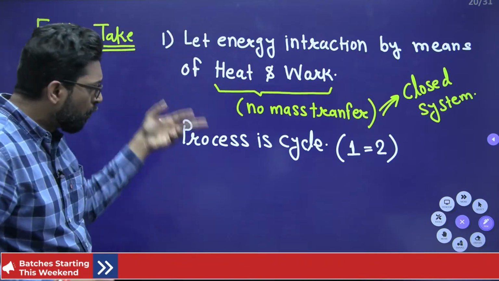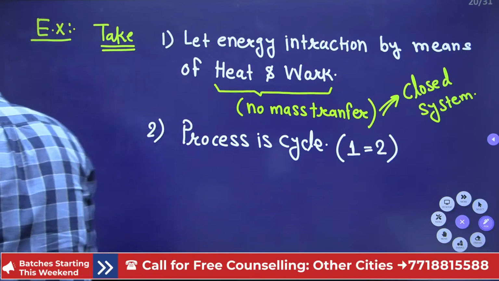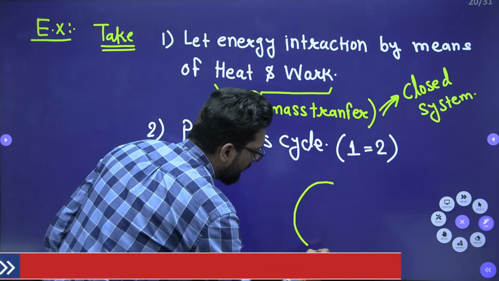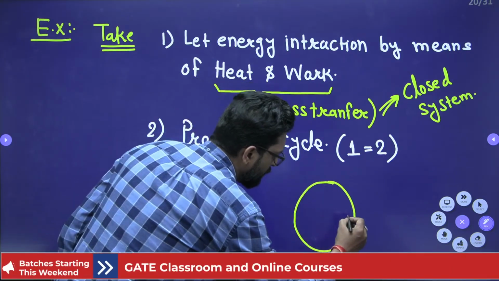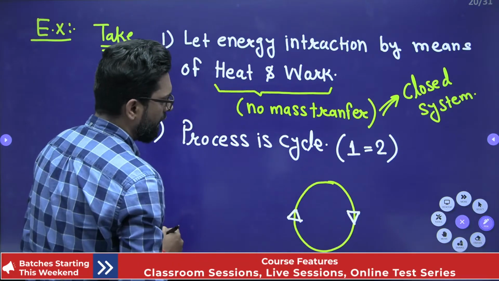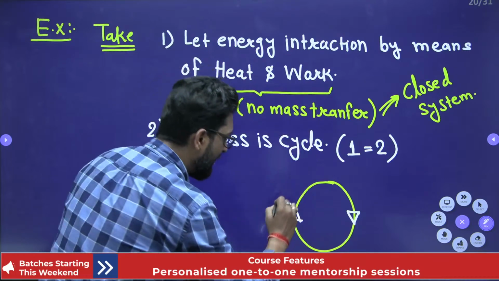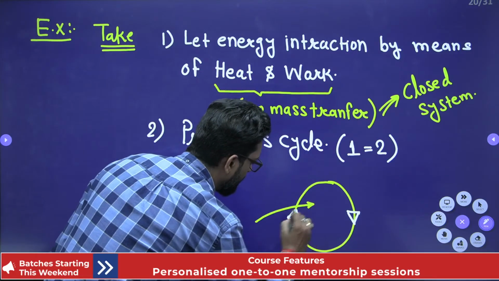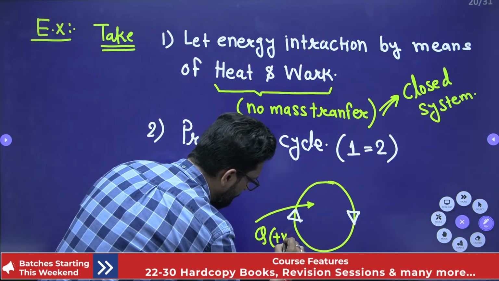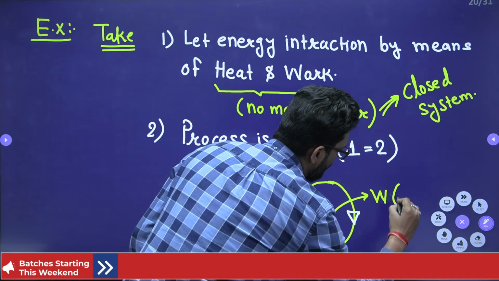If you take these two as the background of the first law of thermodynamics, what does it mean? If this is your system and the system executes a cycle, in this cyclic process only heat and work are interactions. That means heat input, Q, we take as positive sign, and work output positive.